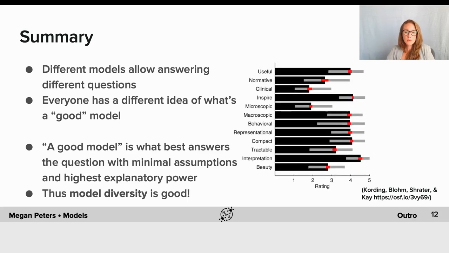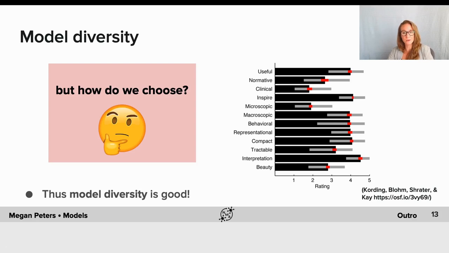I wanted to put up this graph of a survey that Conrad Cording, Gunnar Blom, Paul Schrader, and Kendrick Kay did just a few years ago, asking scientists which goals they thought were important. And what I want to point out here is that there's a ton of disagreement. There's a ton of difference of opinion. So this is almost a uniform distribution and the error bars are really large. So there's a lot of diversity here. We really like model diversity here at Neuromatch Academy too.